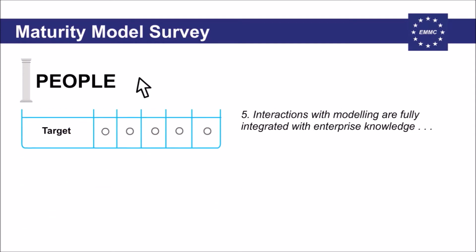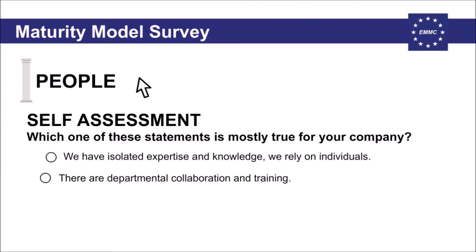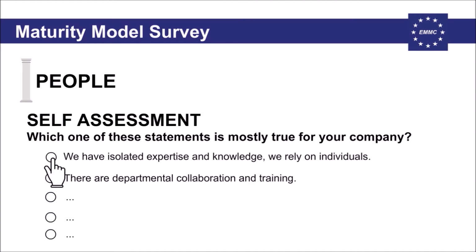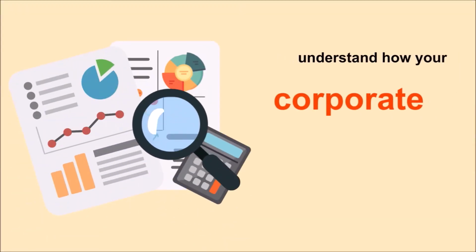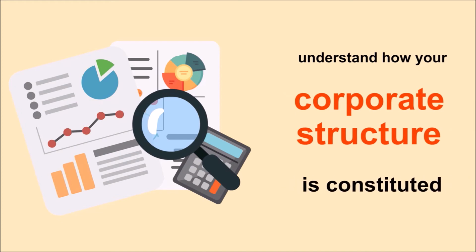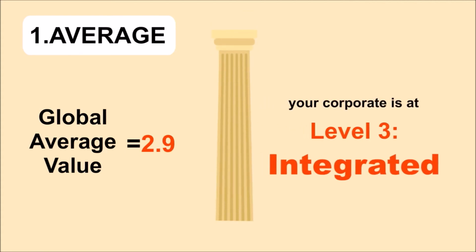For every pillar, at the end of the questions there will be a self-assessment where you have to answer a generic question by selecting one of 5 possible sentences. Through the analysis of these data, it is possible to understand how your corporate structure is constituted. By observing the general average, this is the basic idea of how the company is structured.